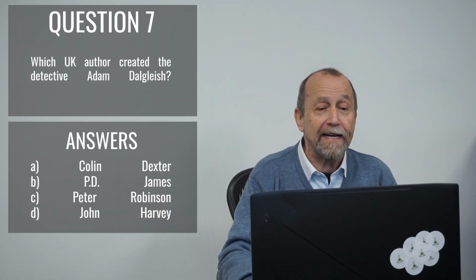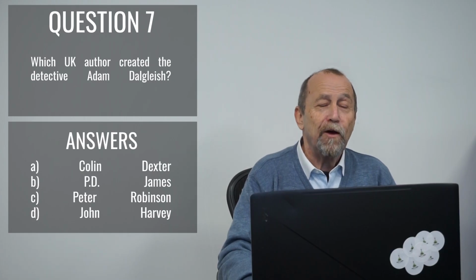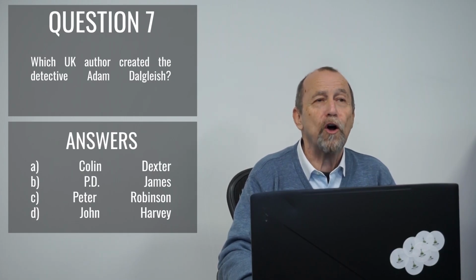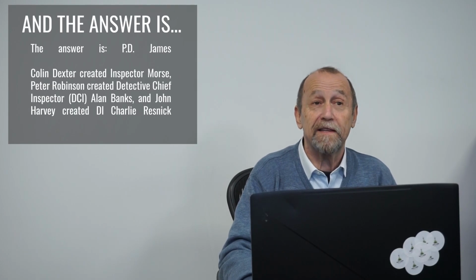Question 7. Which UK author created the detective Adam Dalgleish? The options are Colin Dexter, P.D. James, Peter Robinson or John Harvey. And the answer is P.D. James. The detective created by Colin Dexter is Inspector Morse. P.D. James created the intellectual and methodical detective Adam Dalgleish, which is the answer to this question.